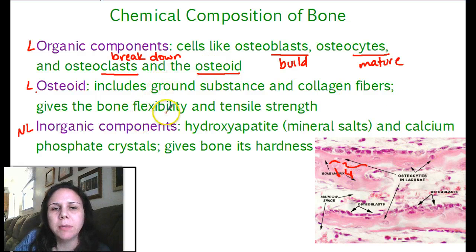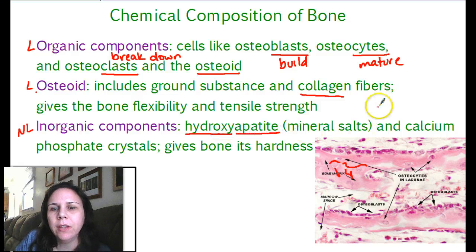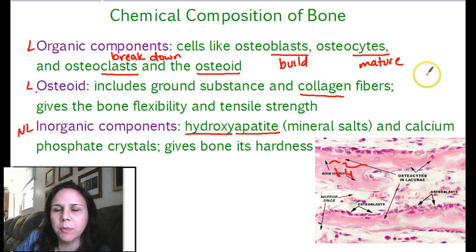It gives the bone flexibility and tensile strength, specifically because of the collagen. Collagen is very tough, and it allows our bones to be somewhat bendy and not to break. Don't have enough collagen, your bone becomes very brittle. Then we have the inorganic components, the non-living parts called hydroxyapatite. So hydro, oxy, and then apatite. These are the mineral salts, the calcium, the phosphorus, and all the different types of minerals that we take in every day that just kind of fill in the blank spots.